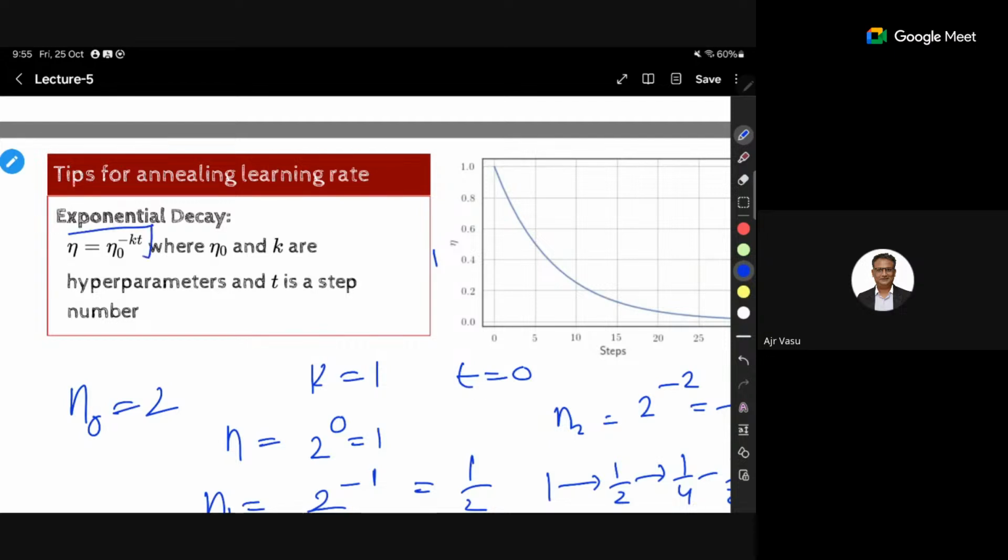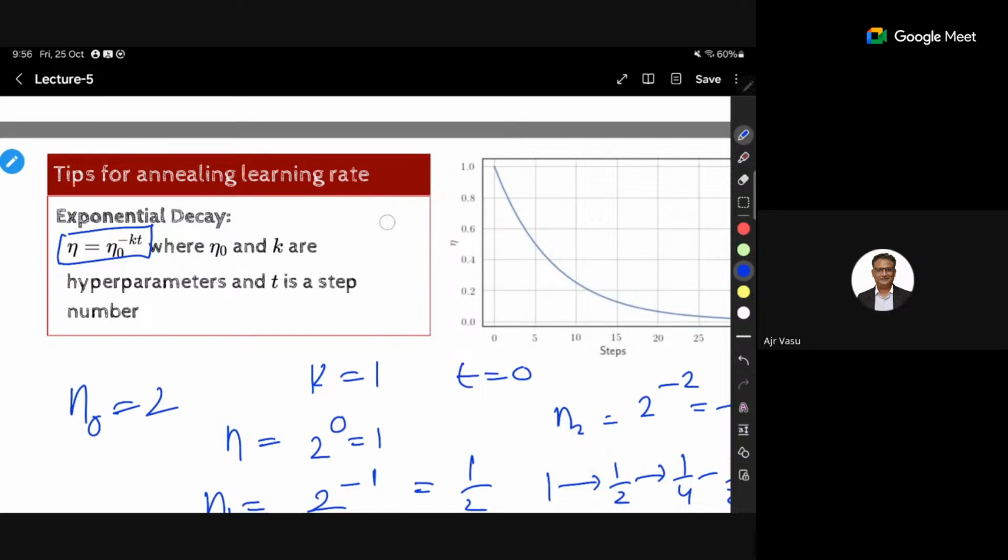Okay. So somewhere it's exponential decay. On the internet, or if you have studied somewhere else, you might see it mentioned like eta e power minus kt, something like this. But if you see, e is also a constant. So it's just a multiplication of the two. You can have it in any way.